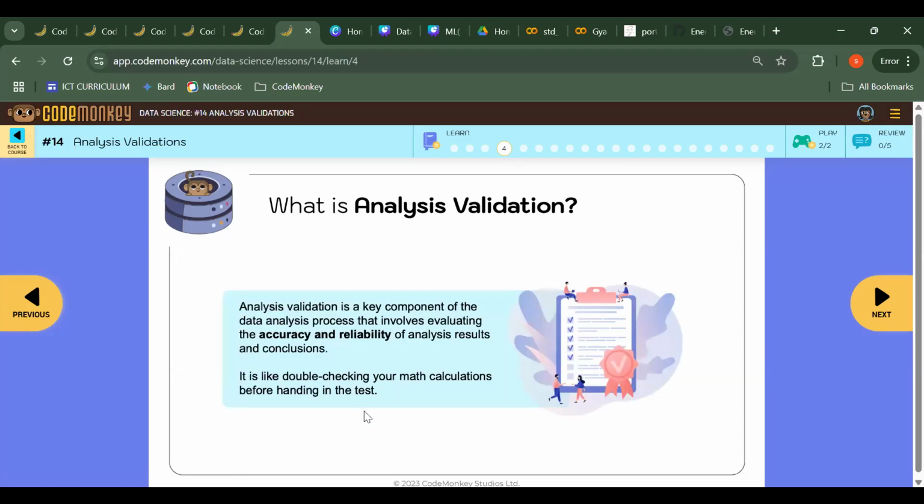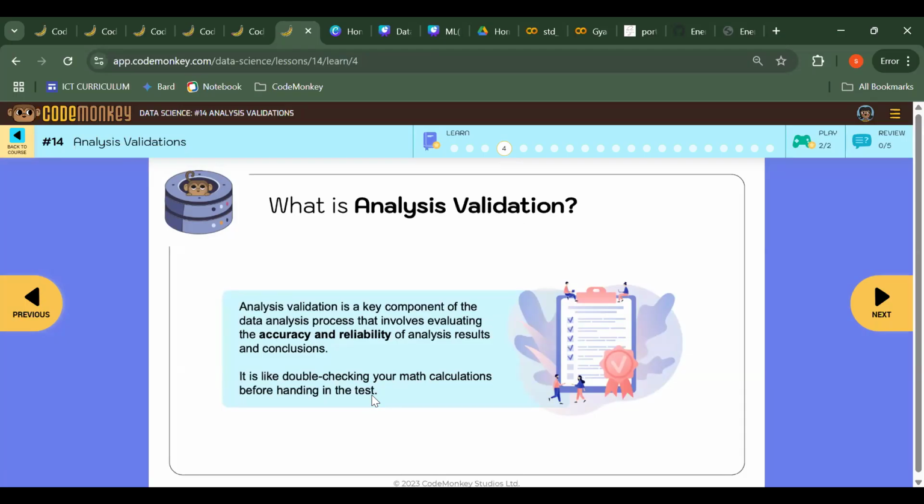And here, what is data analysis validation? Analysis validation is a key component of the data analysis process that involves evaluating the accuracy and reliability of analysis results and conclusions. It is like double checking your math calculation before handing in the test.